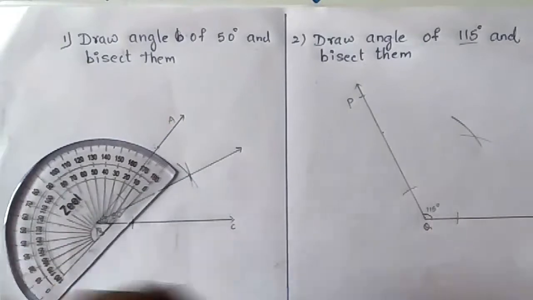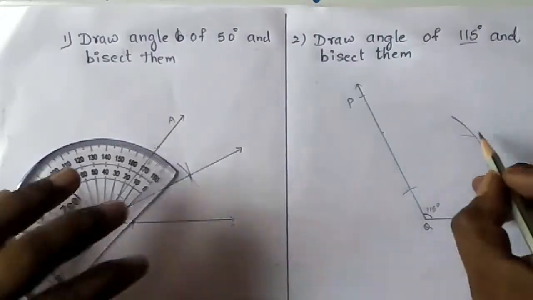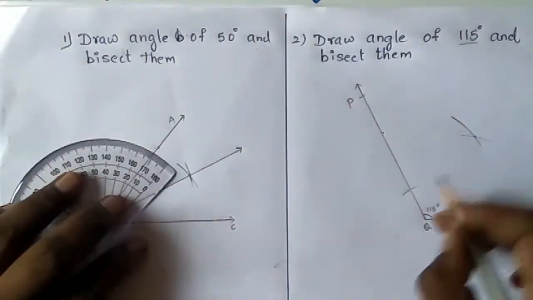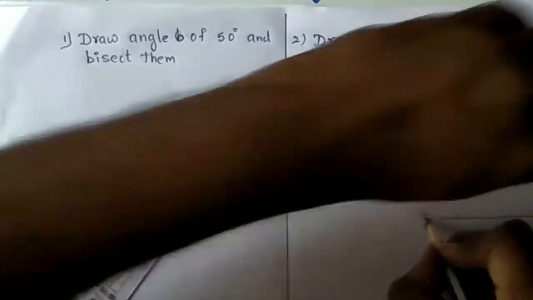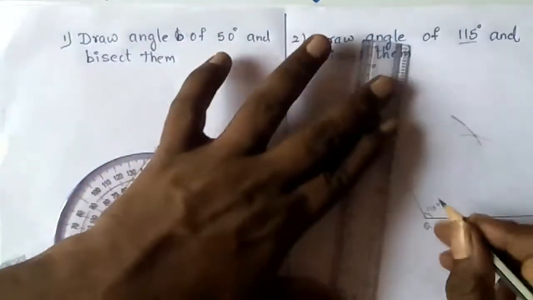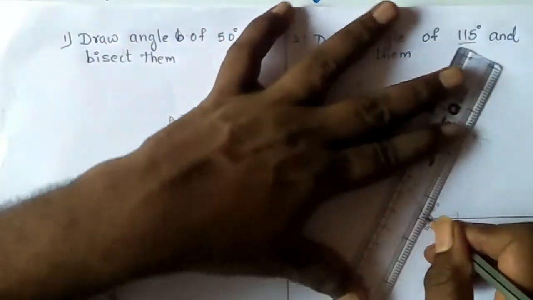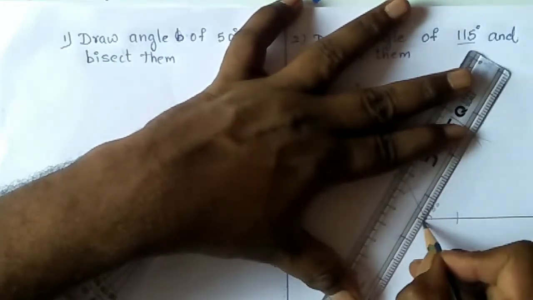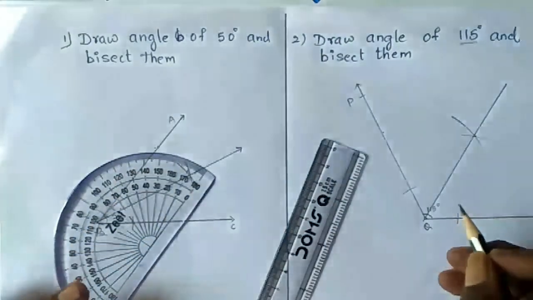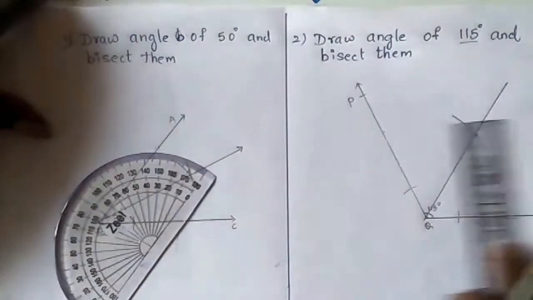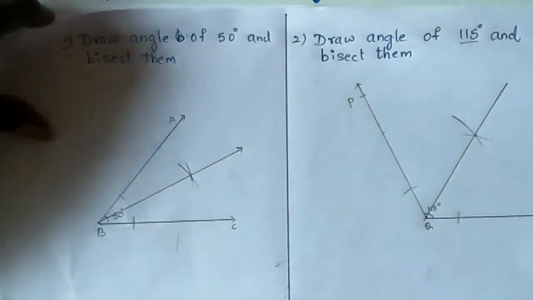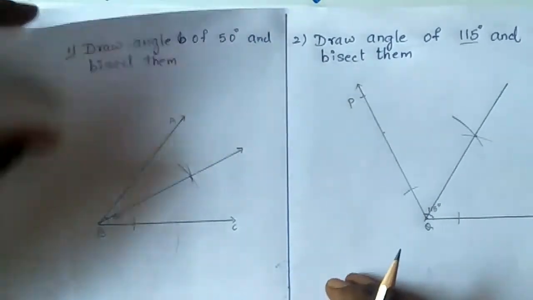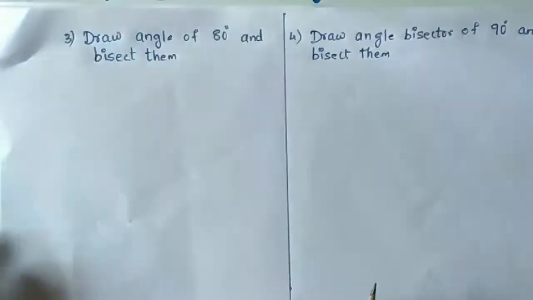Again the two arcs make a point. From this point, join to the vertex. So this is called an angle bisector of 115 degree. Let's draw the other one. Draw an angle of 80 degree and bisect it.